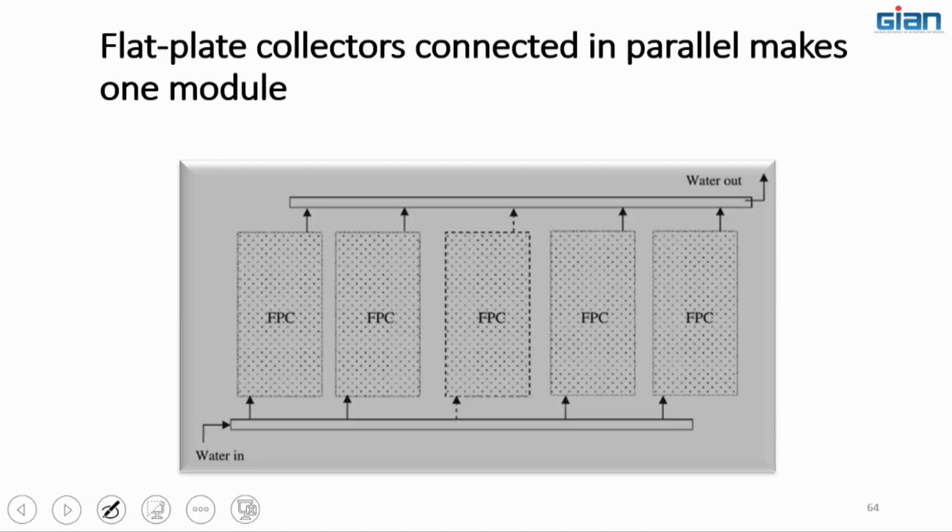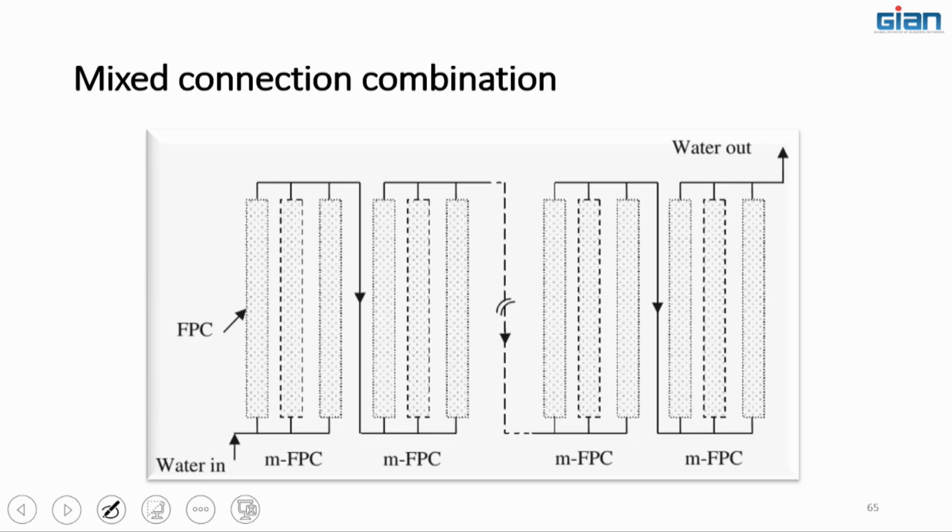Now, you see the configurations of parallel plates. This is the water in header, and this is the hot header, and from the outlet you can store energy, right. And this is like mixed or combined FPCs. These are connected in parallel, then in series.